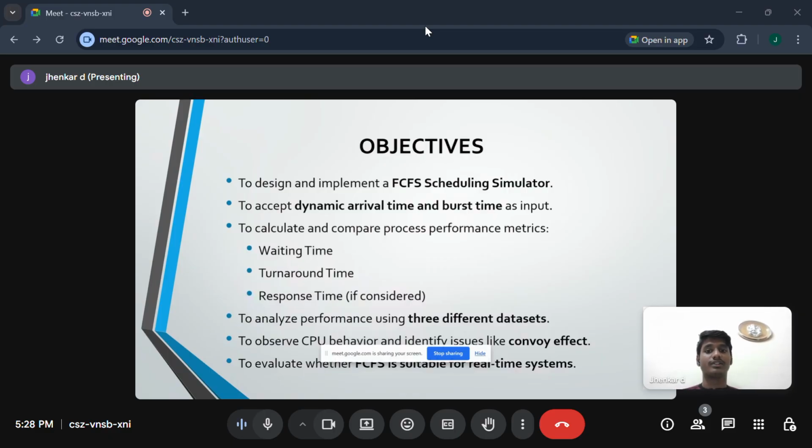The main objective of this project is to design and implement an FCFS scheduling simulator. We aim to accept dynamic arrival and burst time, and calculate performance metrics such as waiting time, turnaround time, and response time. Test the performance on three different datasets. Understand how FCFS behaves under different workloads, and identify issues like the convoy effect. Finally, determine whether FCFS is suitable for real-time systems. These objectives help analyze both the strengths and weaknesses of the first come, first serve algorithm.